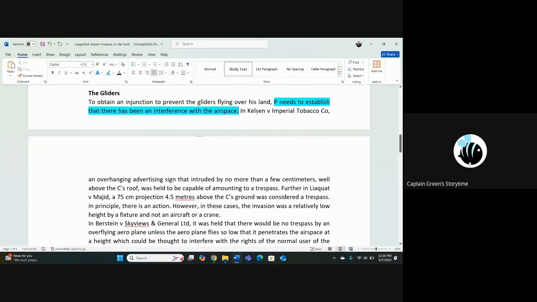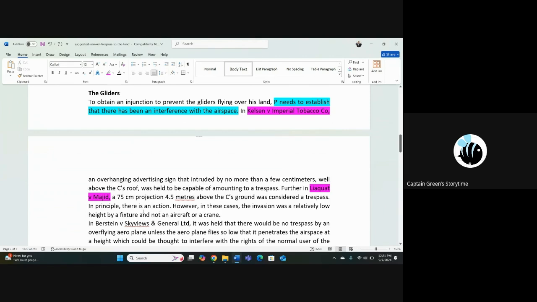In Kelsen v Imperial Tobacco, an overhanging advertising sign that intruded by no more than a few centimeters well above the shop roof was held to be capable of amounting to trespass. This is a very important case we have studied: the advertising sign was hanging and intruded by a few centimeters, and it was held to be a trespass. Then in Laiqat v Majid, a 75 centimeter projection, 4.5 centimeters above the ground, was considered a trespass, again in our favor.